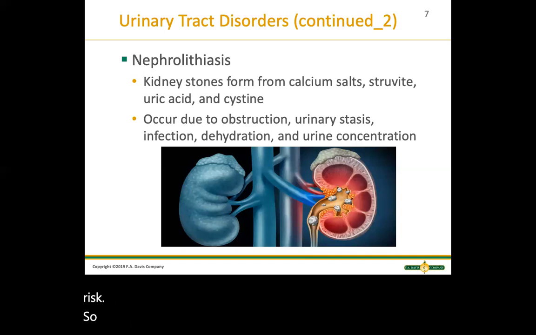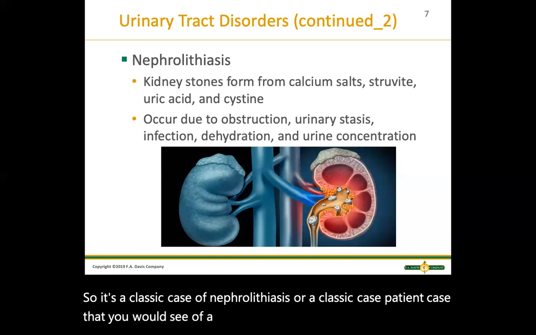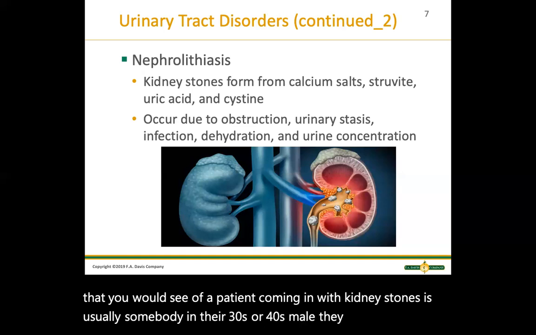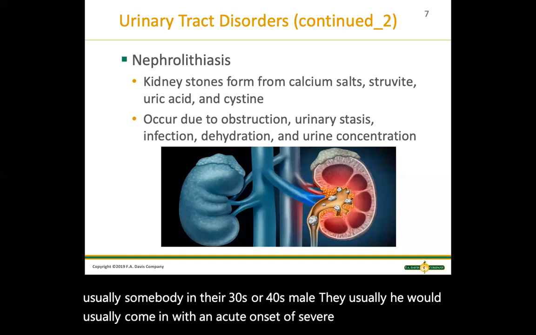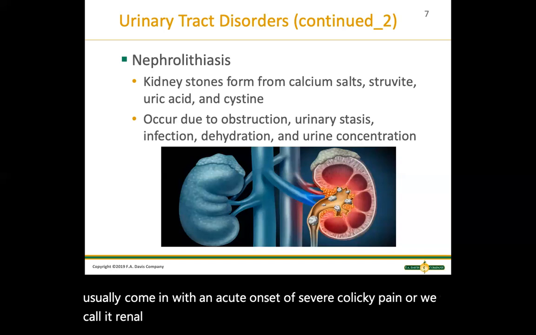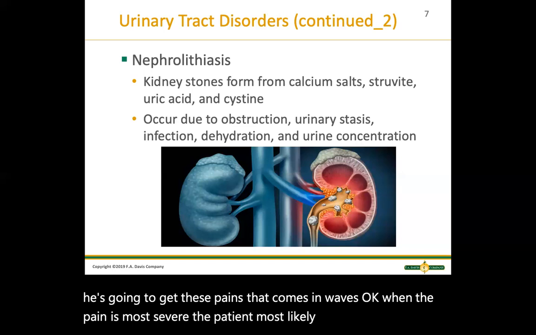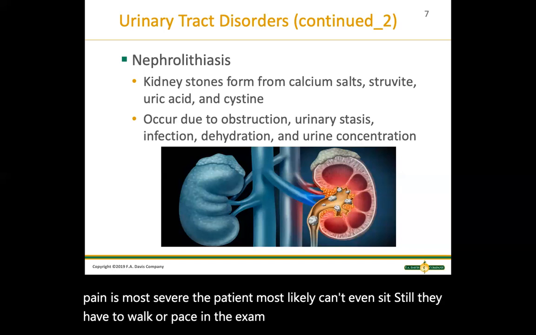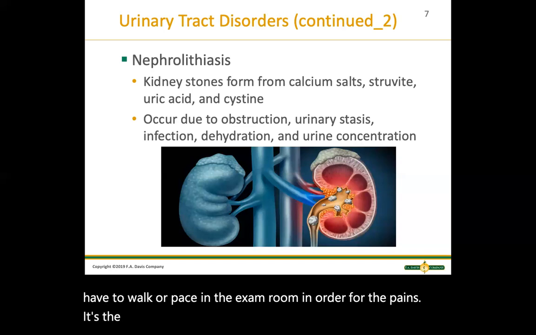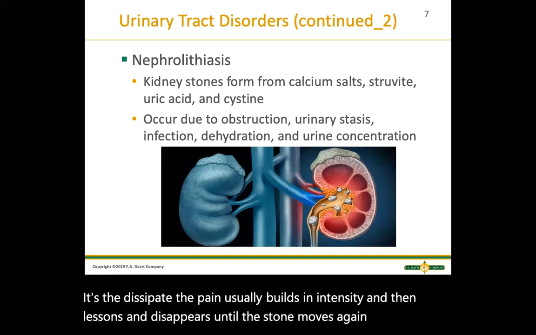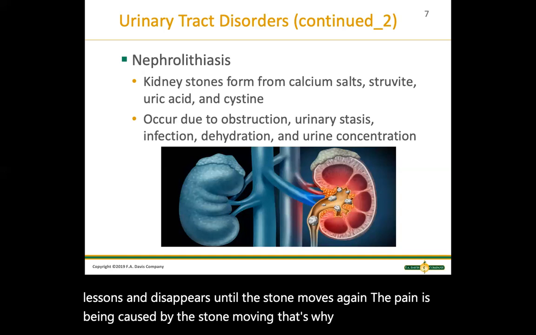A classic patient case of someone coming in with kidney stones is usually a male in his 30s or 40s. He would usually come in with an acute onset of severe colicky pain, or what we call renal colic, on one side that comes in waves. When the pain is most severe, the patient most likely can't even sit still. They have to walk or pace in the exam room in order for the pain to dissipate. The pain usually builds in intensity, then lessens and disappears until the stone moves again. The pain is being caused by the stone moving. That's why it comes in waves. So just keep that in mind.